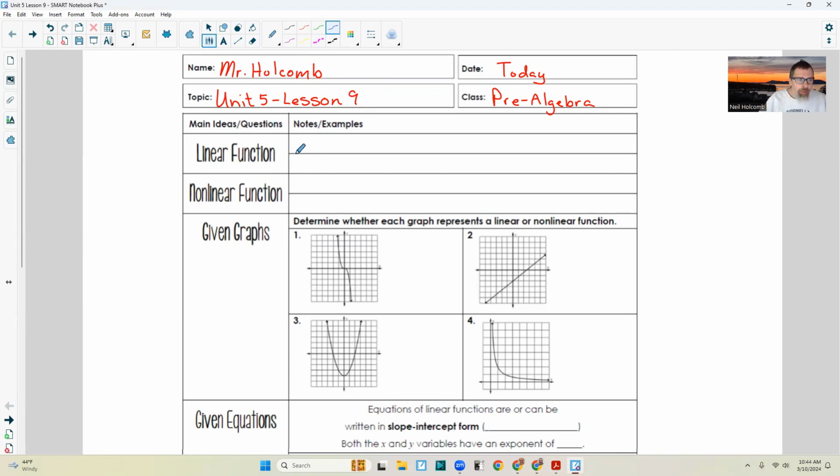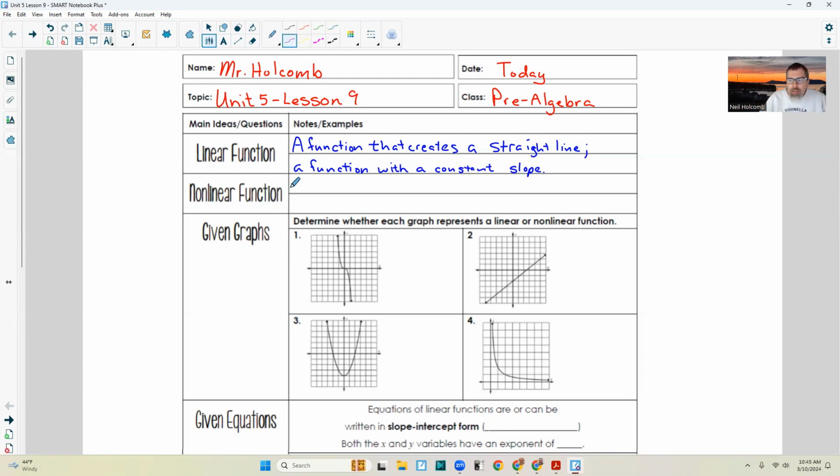Okay, what is a linear function? Well, it is a function. What does that mean? Well, it's a relation where no x's repeat, right? A function that creates a straight line. A function with a constant slope. So it's also a function with a constant slope. The slope does not change between points. That is a linear function, a function that creates a straight line, and it is with a constant slope as well.